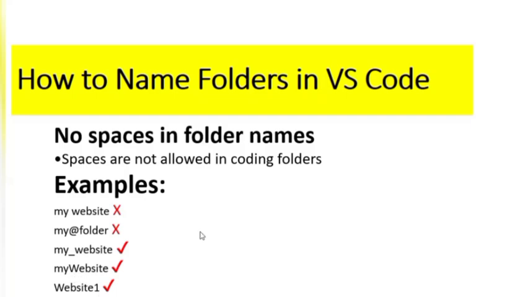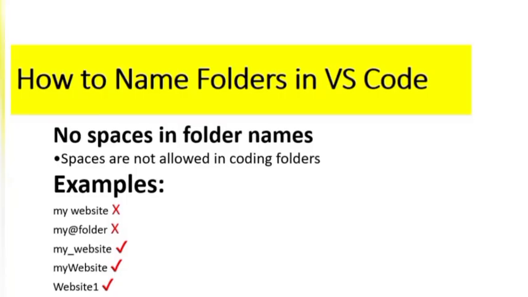So why do you need folders in VS Code? In future you all might do projects in HTML. When you do projects in HTML, there might be a lot of files related to one project. So you can keep all these files in one folder. That's why you need a folder. So this is the way you have to follow these rules to name a folder in VS Code.